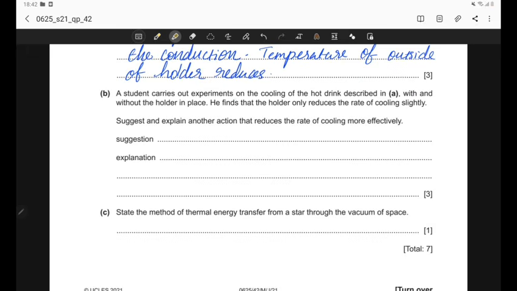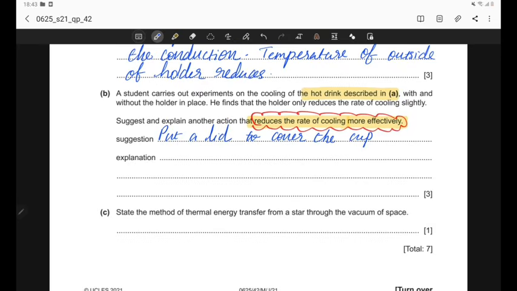A student carries out experiments on the cooling of the hot drink described in A with and without the holder in place. He finds that the holder only reduces the rate of cooling slightly. Suggest and explain another action that reduces the rate of cooling more effectively. Here we should mention another method to reduce the cooling rate. We can put a lid to cover the cup in order to reduce the cooling rate. So we can write put a lid to cover the cup.